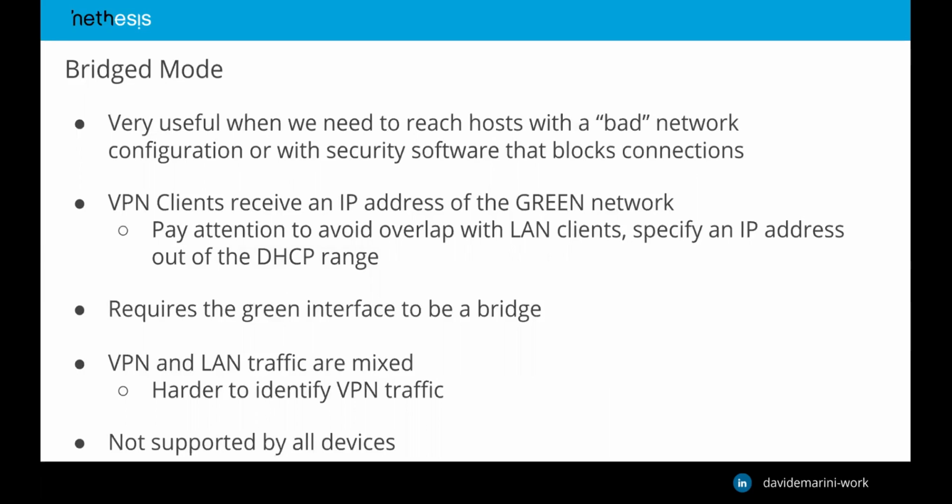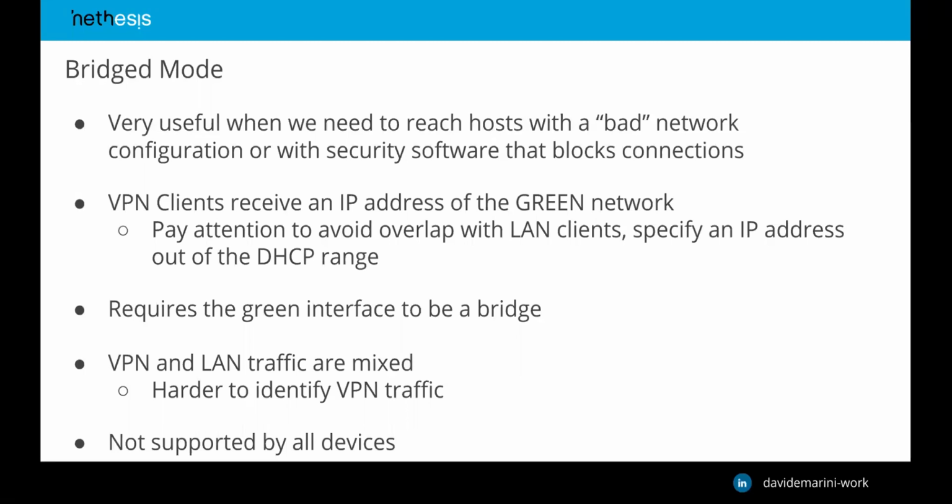Now we will talk about the bridged mode. In bridged mode, VPN works at layer 2, the data link layer of the OSI stack. This is very useful when we experience problems reaching hosts in the remote network. Very often this happens because hosts in the remote network have a bad gateway, for example, a default gateway different from the server itself, or if they have no gateway at all. It could also happen when hosts have security software like a personal firewall blocking connections from other networks. The bridged mode solves these problems because all clients receive an IP address belonging to the green network.